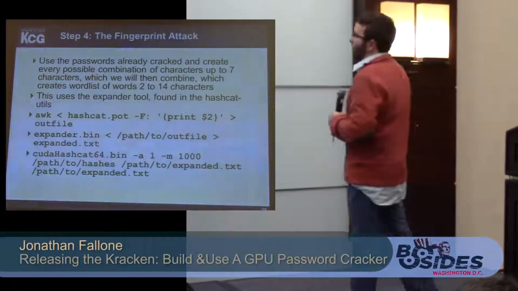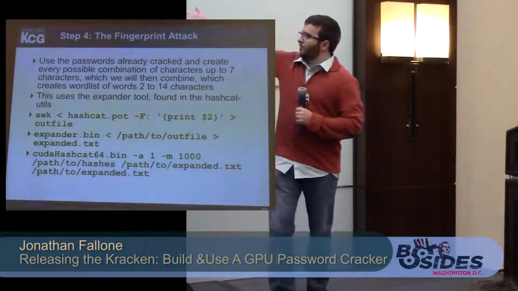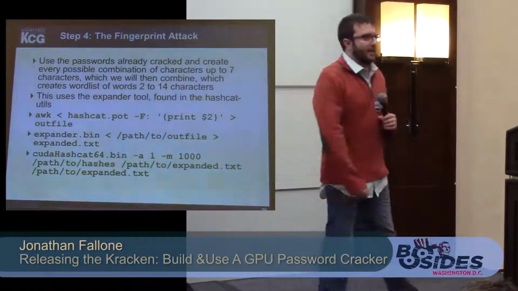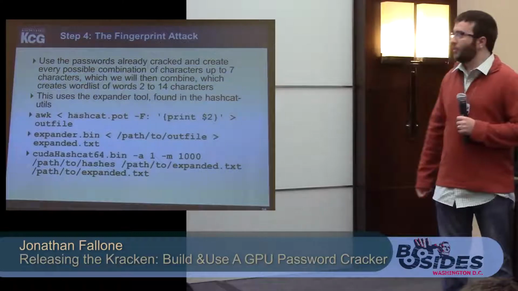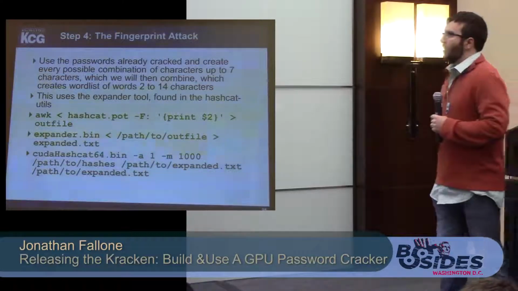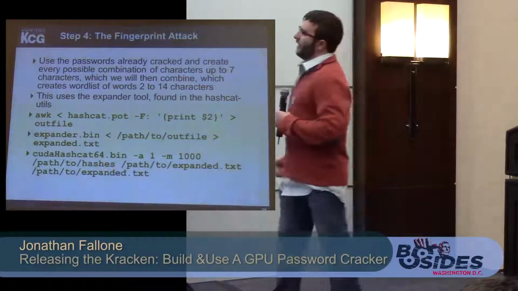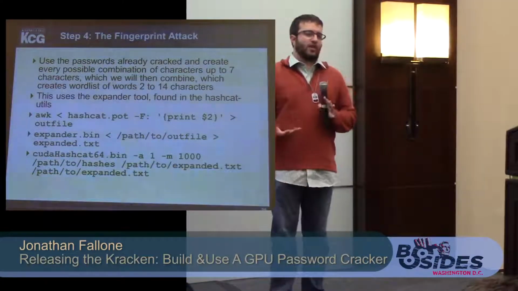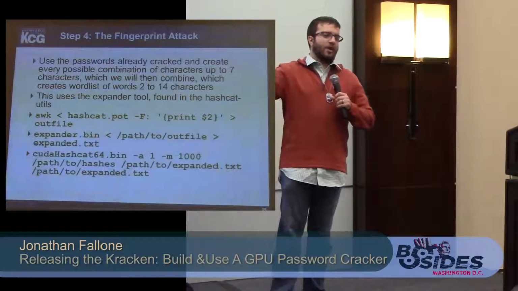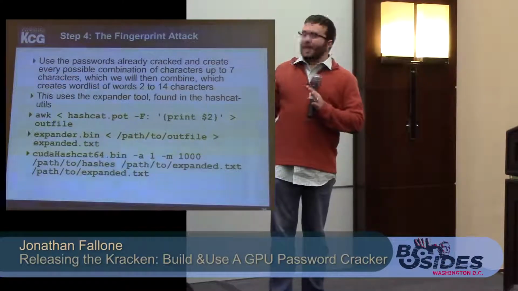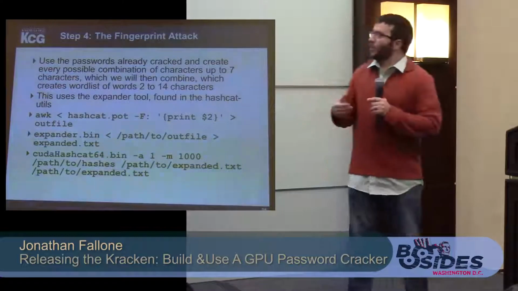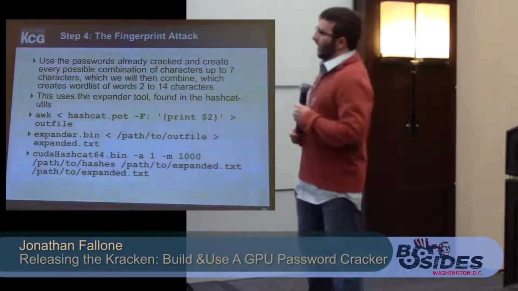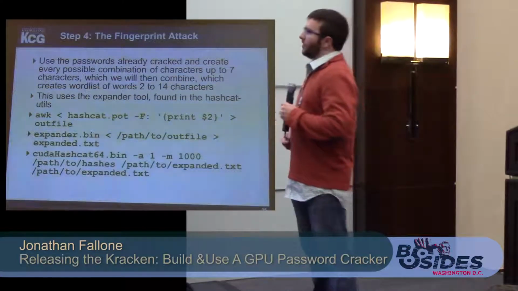The first thing you need to do is just take out all of your cracked passwords. That awk command up there just pulls all of the NTLM plain text passwords that we've cracked and sticks them in an out file. We're then going to use one of the tools that's located in Hashcat utils called the expander. The expander is what takes every word that you've already cracked and expands it out to every character in there that you've already cracked. So every possible combination of characters from the passwords you've already cracked, up to 7 characters.